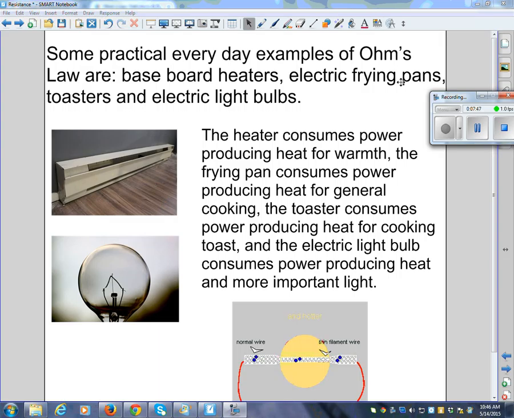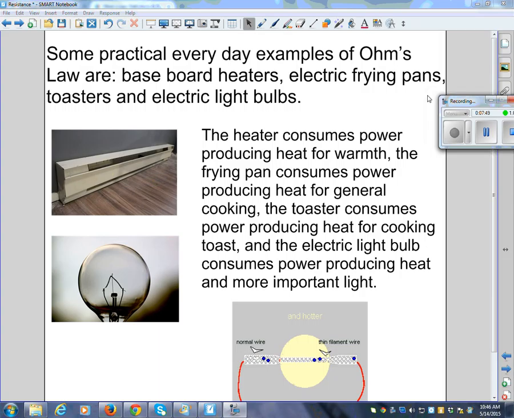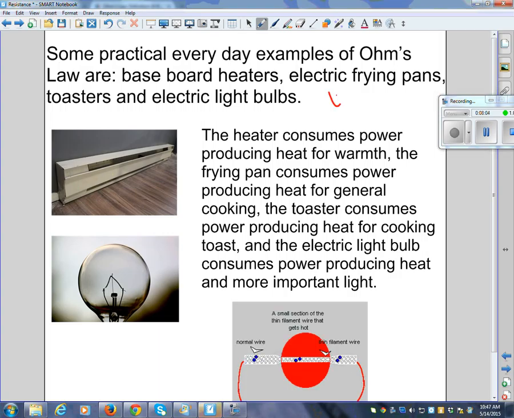Do you like grilled cheese? No. Yeah. You might have an electric frying pan. Do you like toast? No. Do you like electric light bulbs? No. Those are all examples of my favorite reasons. Resistance is powered by gerbils. I would suggest you put a star beside that.